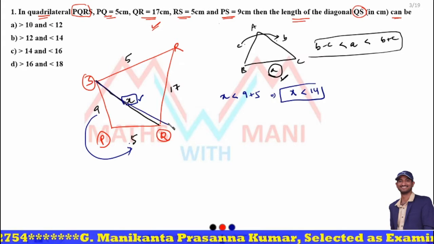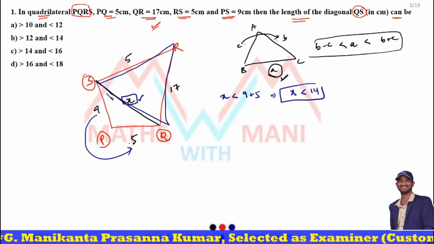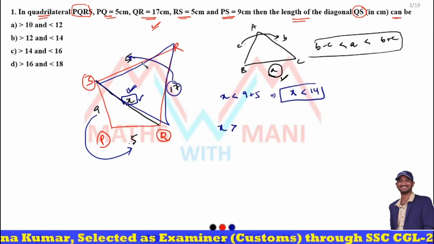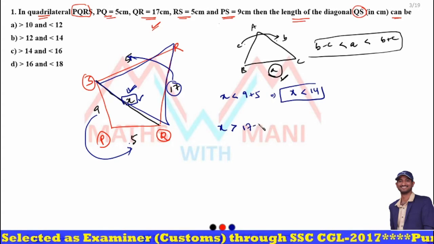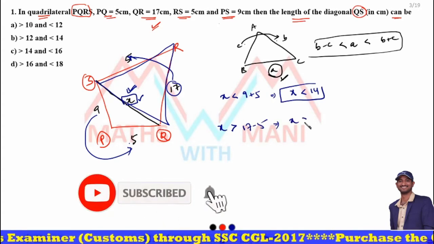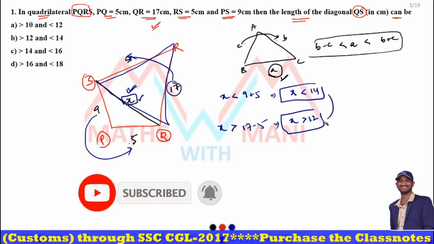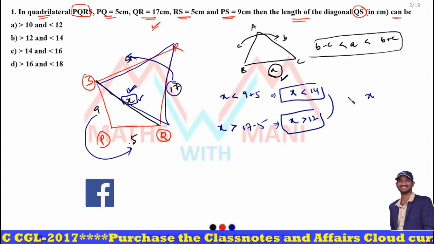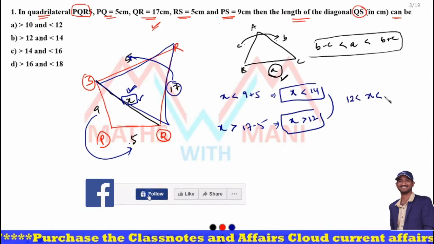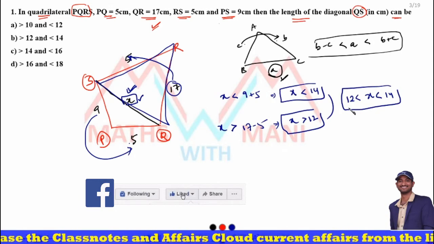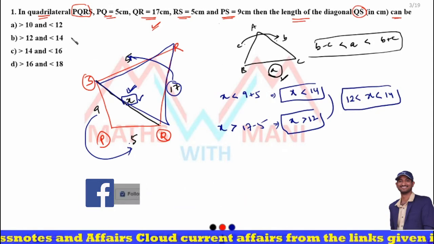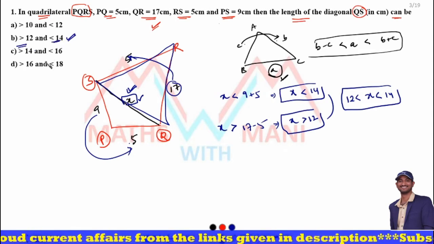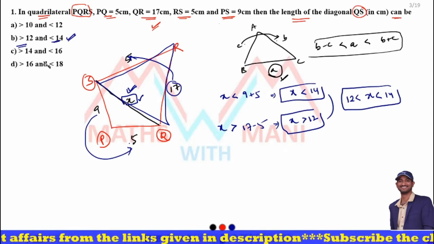If I take triangle QRS, the same X is greater than the difference of the other two sides, that is 17 minus 5. It implies X is greater than 12. So from these two inequalities, I can tell the limits for X: X is greater than 12 and less than 14. It lies between 12 and 14. So which one is the correct answer? That is the second option, greater than 12 and less than 14. Simple properties of triangles, that's it.